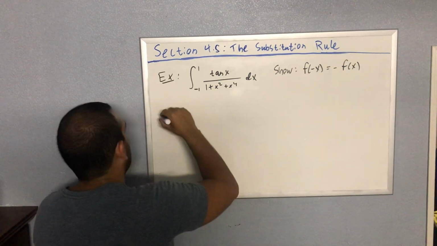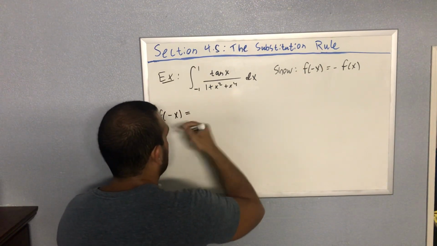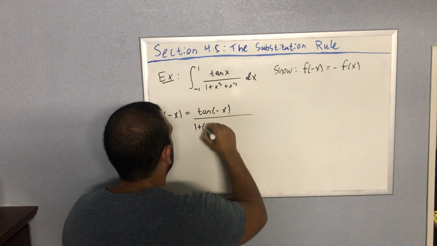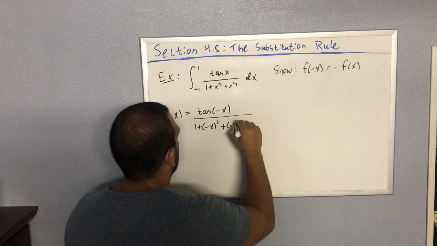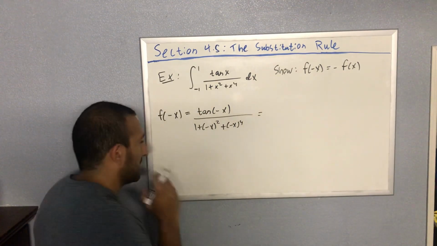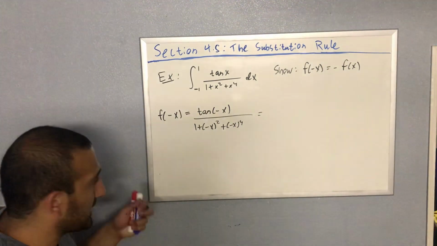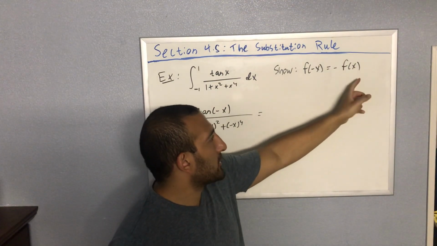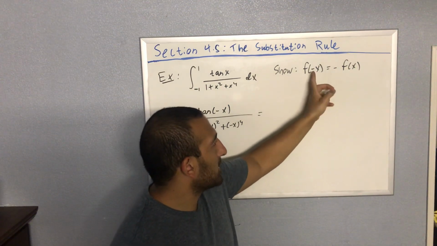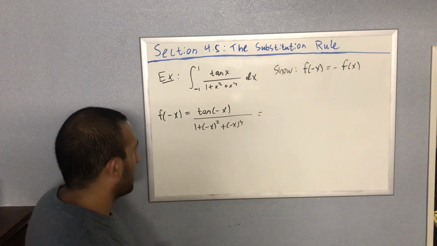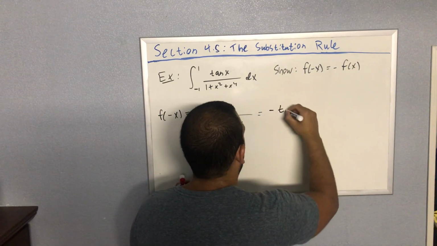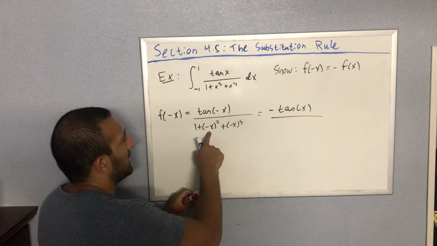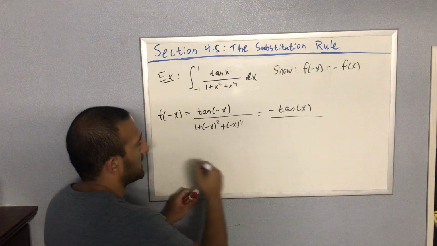So f of negative x is tangent of negative x over 1 plus negative x squared plus negative x to the fourth. Okay, now if you remember your trig, tangent is an odd function. And just from this right here, an odd function, that means the minus sign you can just pop out. See, the minus sign popped out in front of the function. So tangent of negative x, the minus sign just pops out. You get negative tangent of x. And then both of these, since they're even powers, you just get x squared and x to the fourth.